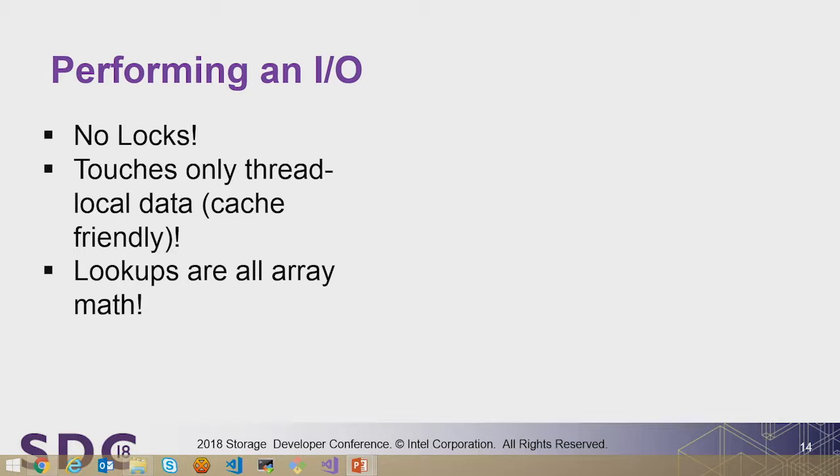So a few things to note as we go through this. There are no locks. It's touching a very small amount of data that's only touched by this thread. So it sits in like the L2 cache, right? Nothing is going to cause it to evict. We're touching really small amounts of data. And the lookups are all basic array math. There are no data structures here. There's nothing complex. It does a lot of add instructions, and that is it.